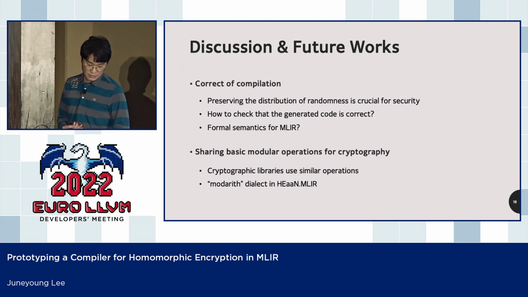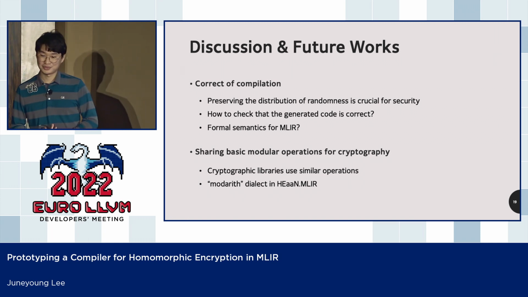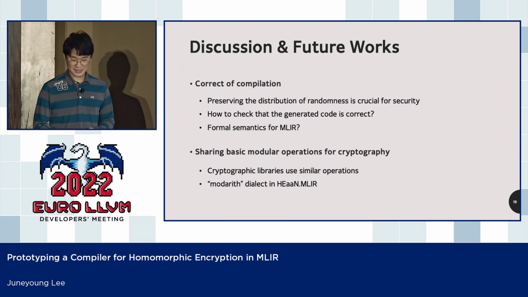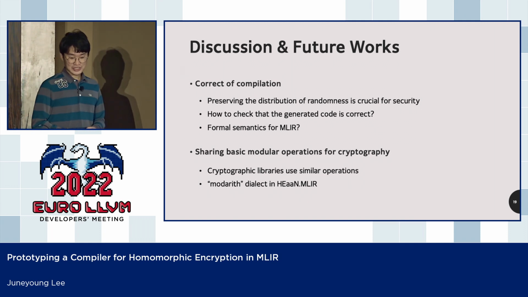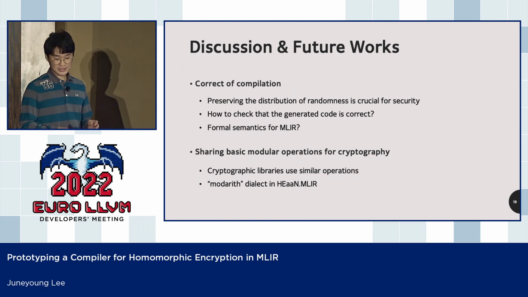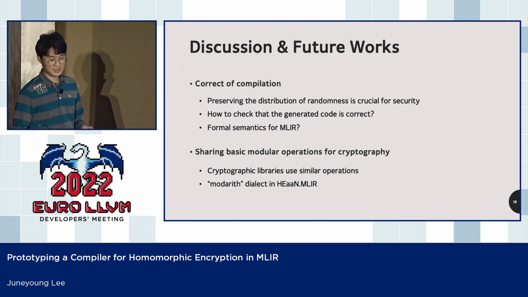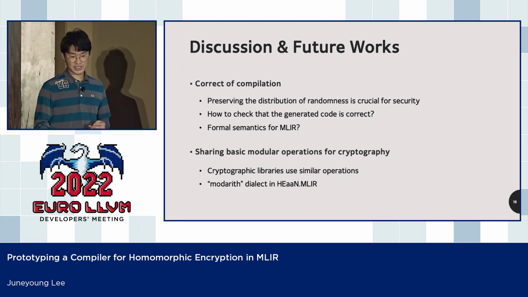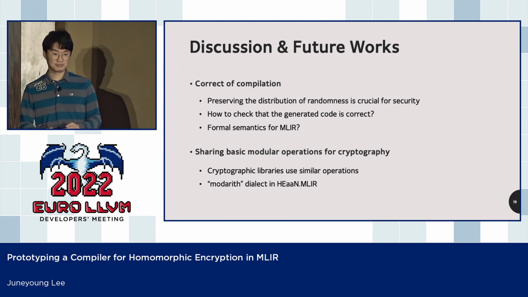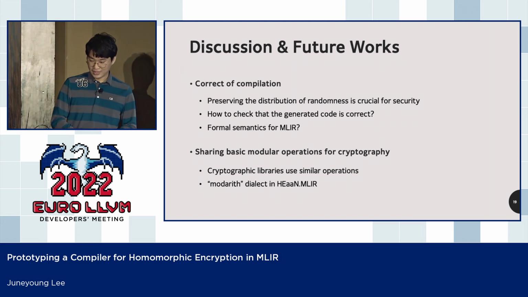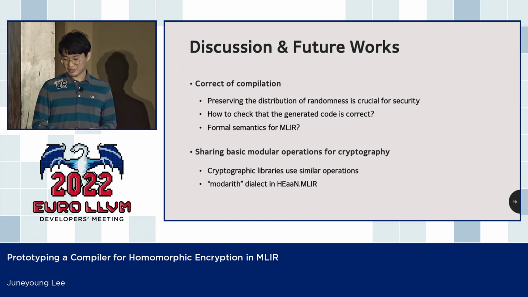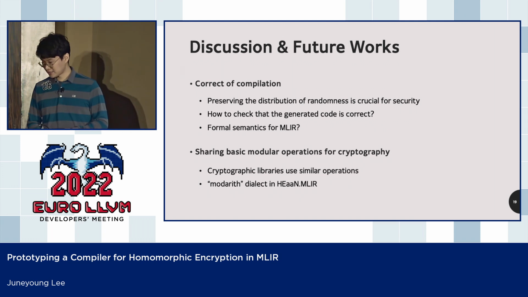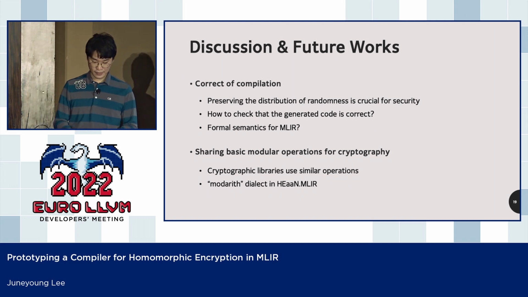The first one is about correctness of compilation, which I'm also very interested in. In homomorphic encryption, preserving the distribution of randomness is very important for security. But it is not trivial to check whether the distribution is correctly preserved into the machine code. And in order to check this, I believe more than a testing approach is necessary.